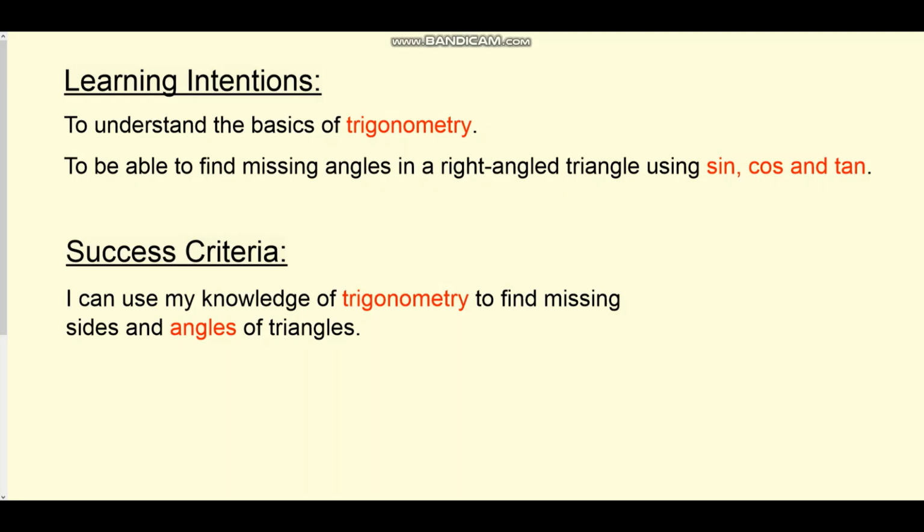Today our learning intentions are to understand the basics of trigonometry and to be able to find missing angles in a right-angled triangle using sine, cos and tan. Our success criteria: I can use my knowledge of trigonometry to find missing sides and angles of triangles. The last video concentrated on sides. Today we're concentrating on angles of a right-angled triangle.